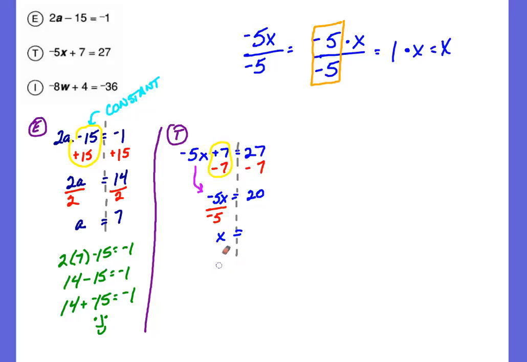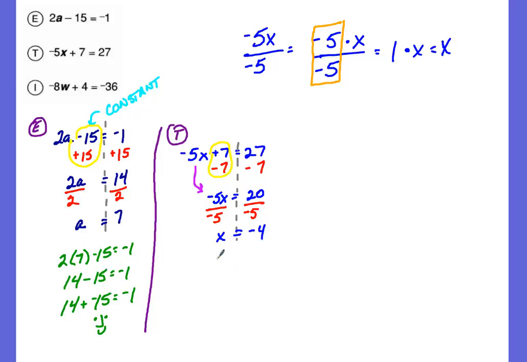I can move this up now. I'll leave room for that important check I'm going to do. I also have to divide this by negative 5. So positive 20 divided by negative 5 is going to be negative 4. If you divide a negative into a positive, signs are different, your answer will be negative.